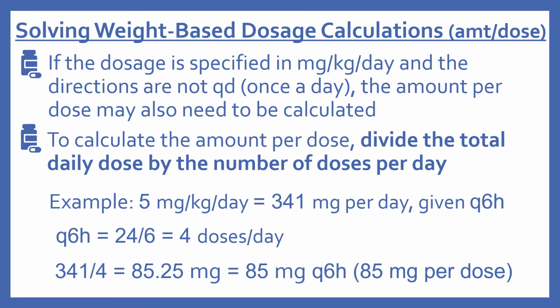So Q6H, we have 24 hours in a day divided by 6 hours. That would be 4 doses per day. So if we take 341 and divide it by 4, that equals 85.25 milligrams. So the patient would receive 85 milligrams Q6H. So 85 milligrams would be the amount per dose.